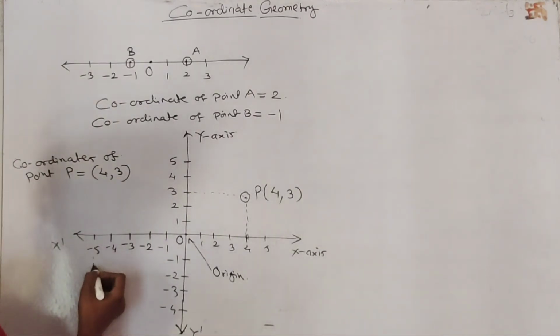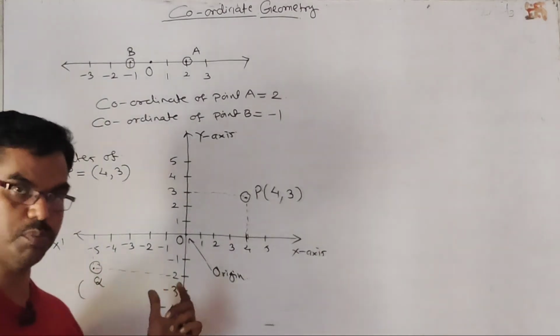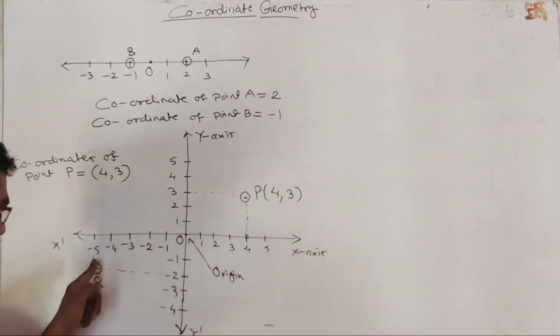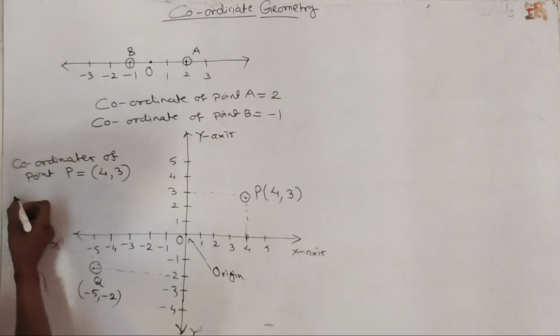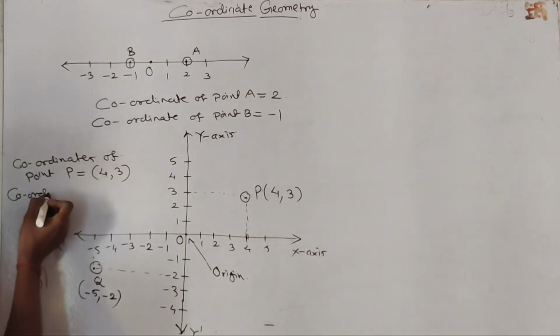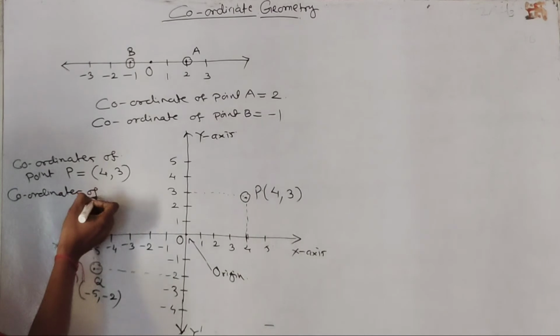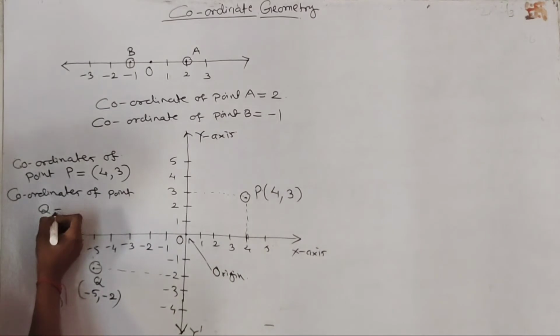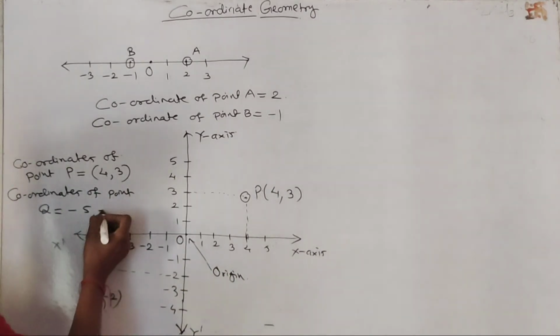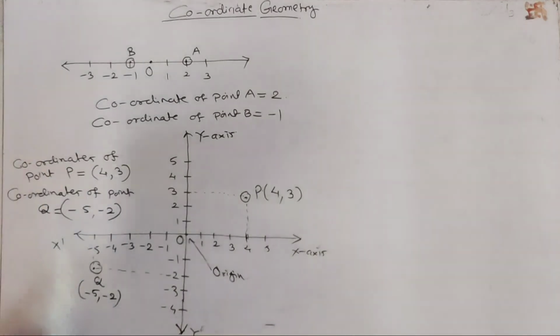And suppose this is the point Q. So what are the coordinates of this point? First we write x, that is -5, and then we write y, -2. So the coordinates of point Q is equal to -5 and -2. So these are the coordinates.